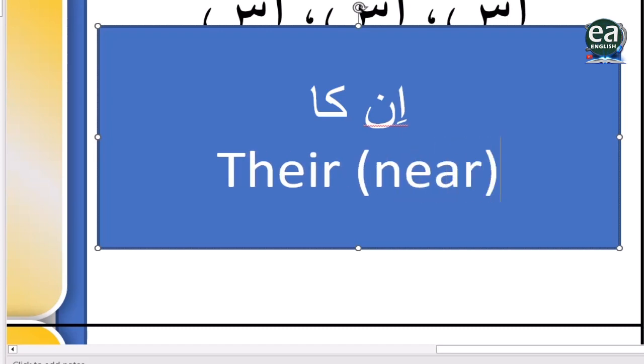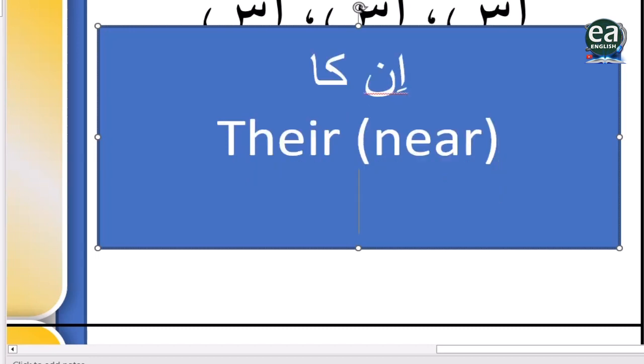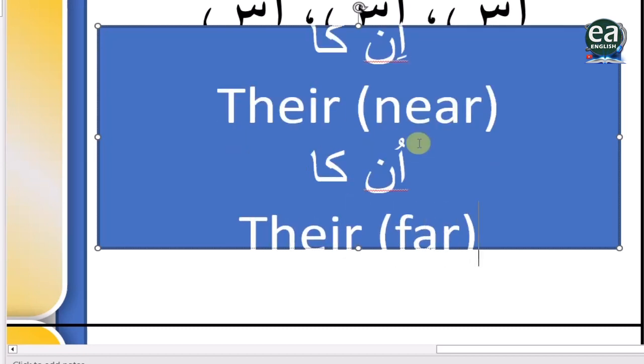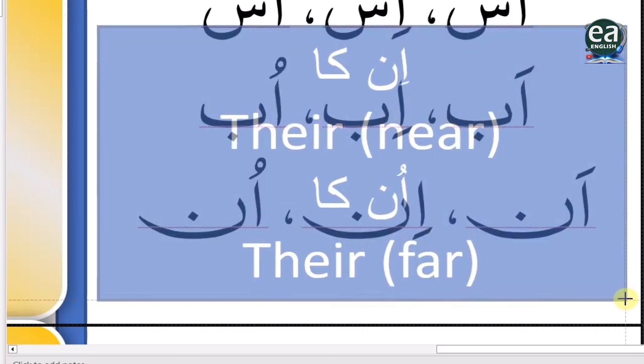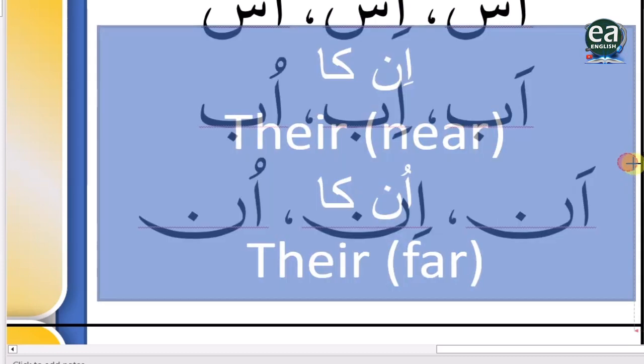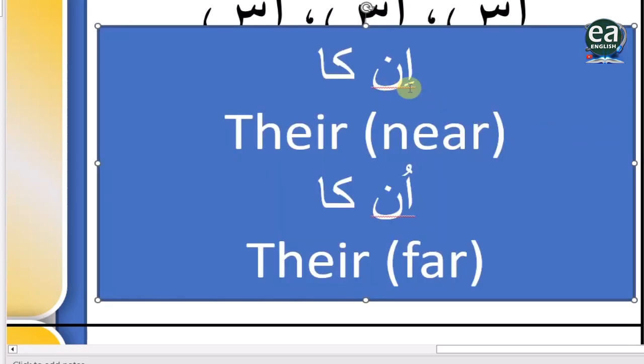People who are in your sight, near you, you can say inka. And if people are far from your sight, you can say unka. You should remember or keep this in your mind that if there is zair, like in, it means something is near. And if it is peish, it means something is far. Now try to call this word inka.